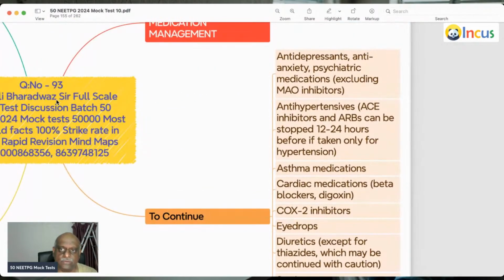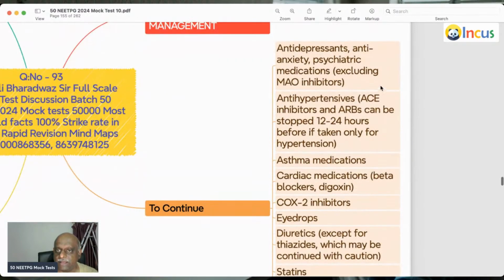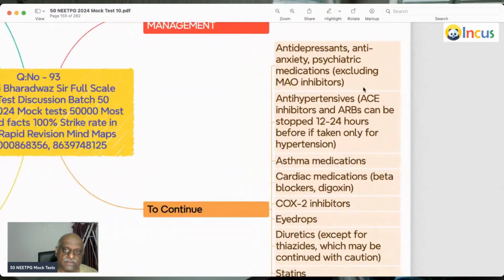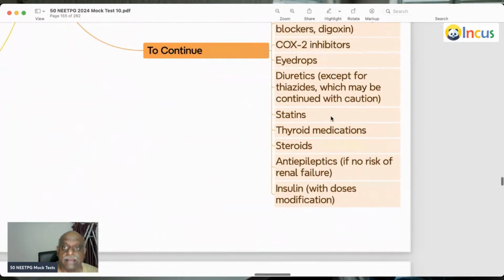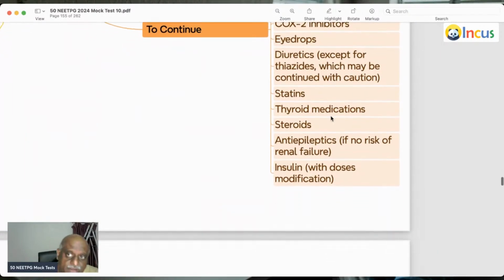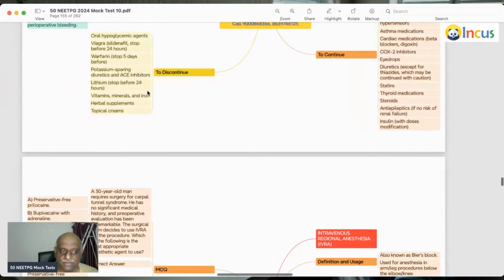What can you continue? Preoperative medications, antidepressants, antihypertensives, asthma medications, beta blockers, digoxin, COX-2 inhibitors, eye drops, diuretics except for thiazides, statins, thyroid medications, steroids, anti-epileptics if no risk of renal failure, insulin with dose modification.